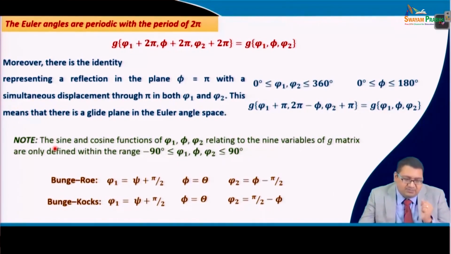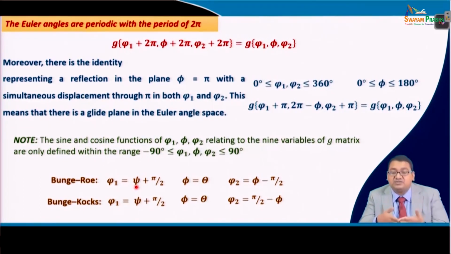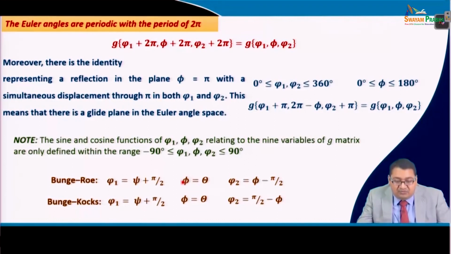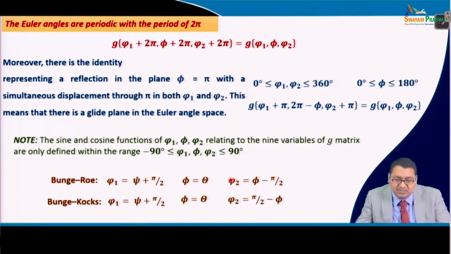The relationship between Bungé's notation and Roe's notation is like this: phi 1 of Bungé's notation is equal to phi plus pi by 2, where phi is the first rotation for Roe's notation. Phi is equal to capital phi for the second rotation, and phi 2 is equal to phi minus pi by 2. So, three rotations, same but slightly varied, right.